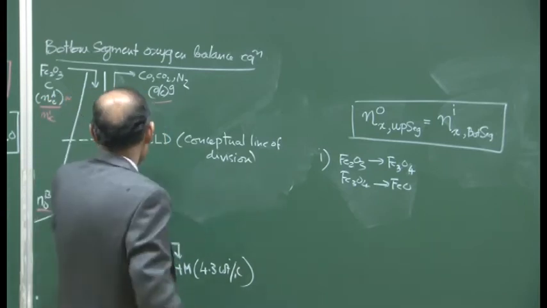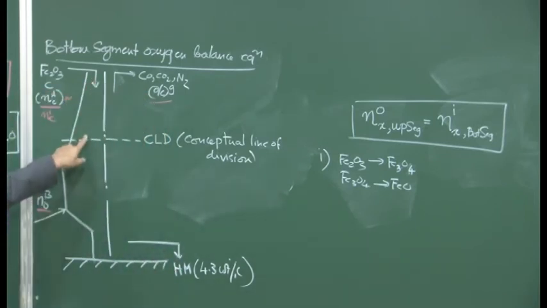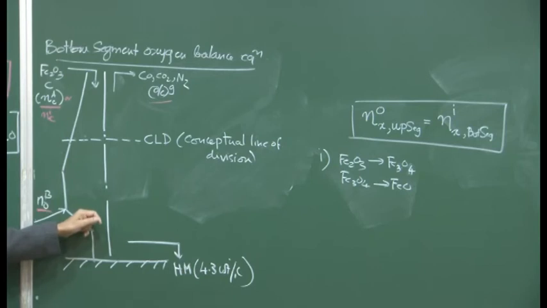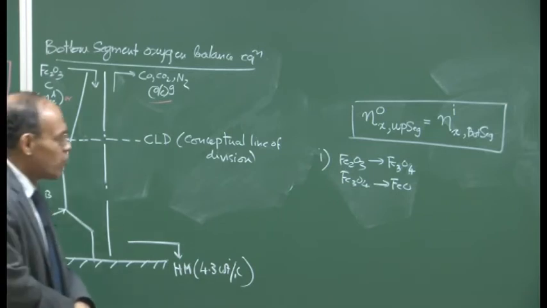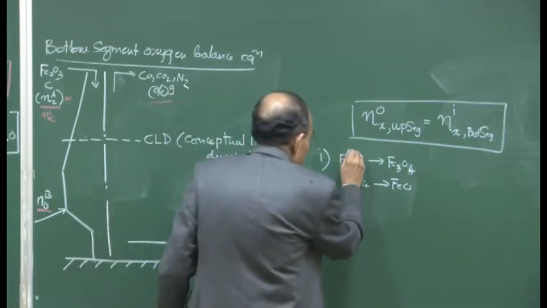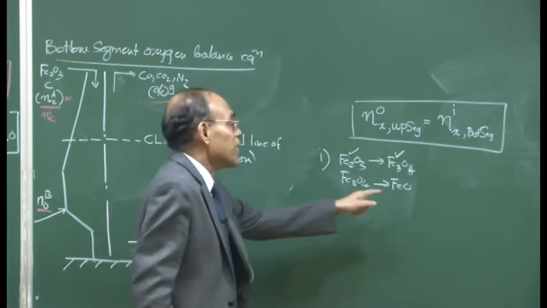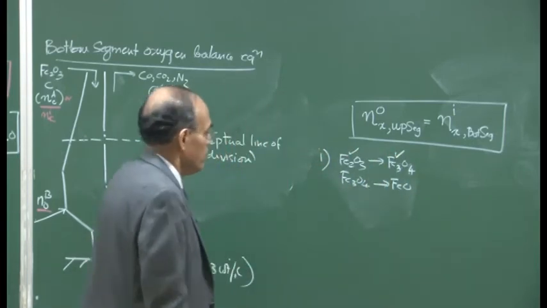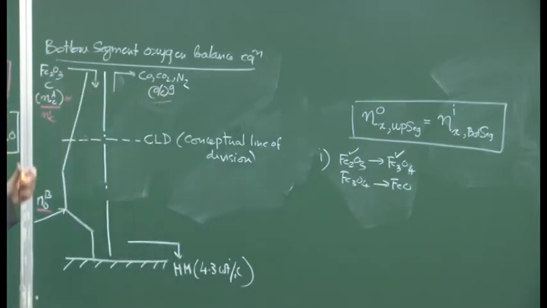This is because the temperature in the upper segment is smaller and the temperature in the lower segment is greater. So based on this temperature criterion we will draw this line. We find that in the upper part it is only these oxides which can reduce, but FeO cannot be reduced, because the temperature is too small.